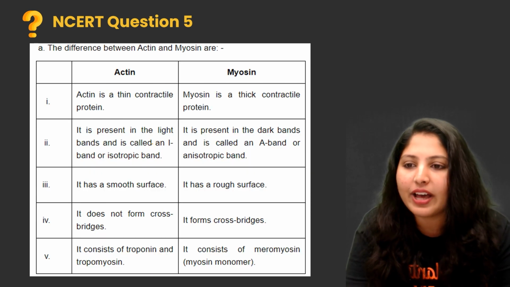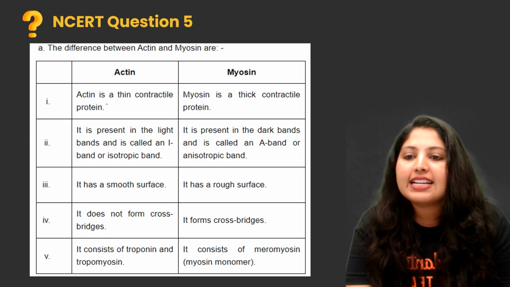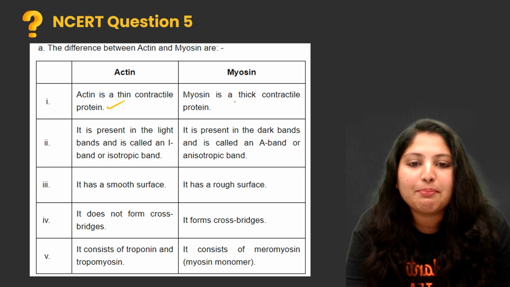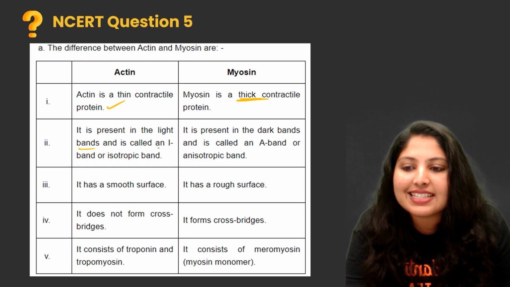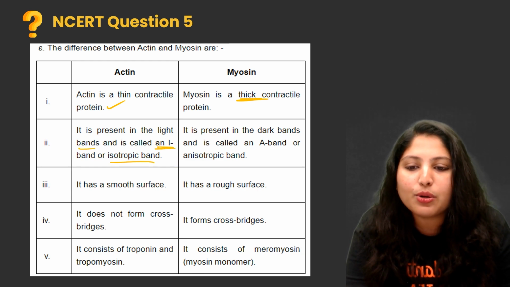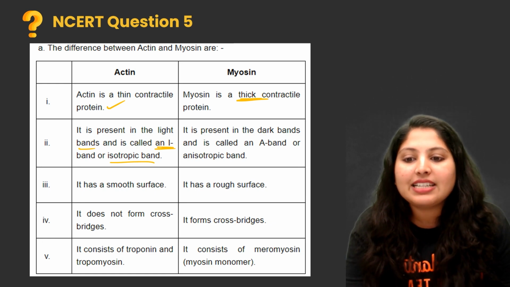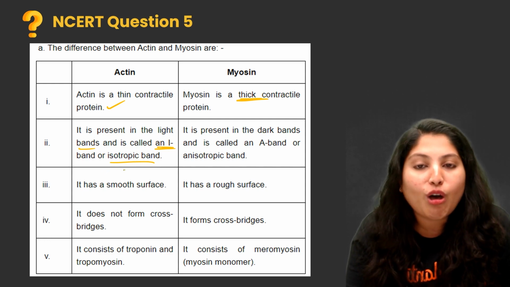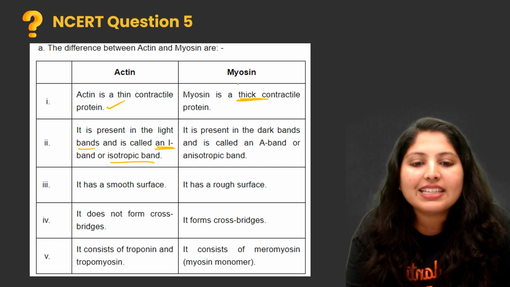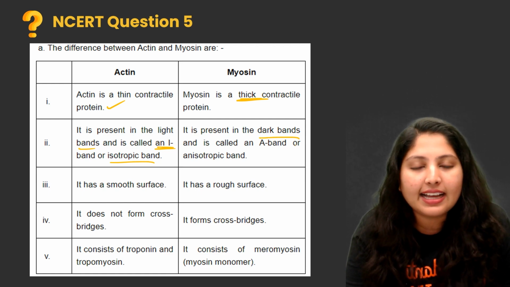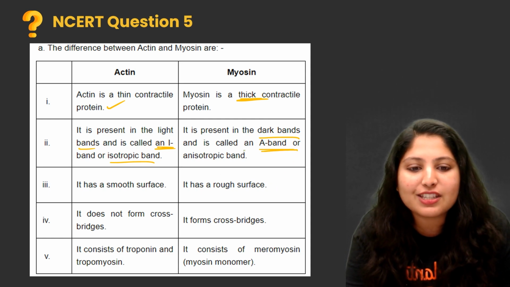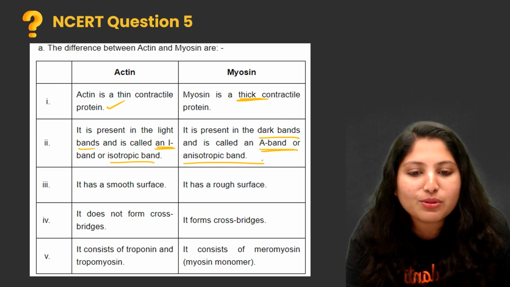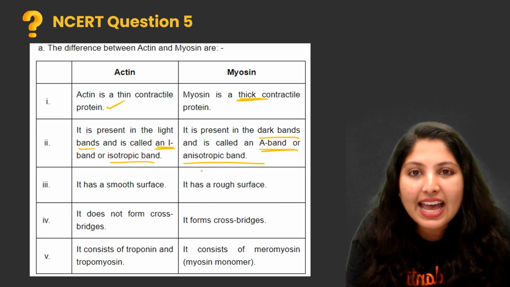Okay, let's see. First one, that is actin and myosin. Actin is a thin contractile protein, but myosin is a thick one, right? Actin is present in the light band, that is I band. It is also known as isotropic band. Myosin is a thick band and it is dark in color. When we look under a microscope, it shows a dark band, and this dark band is known as A band. It is also known as anisotropic band.